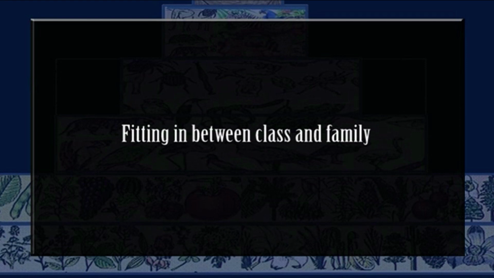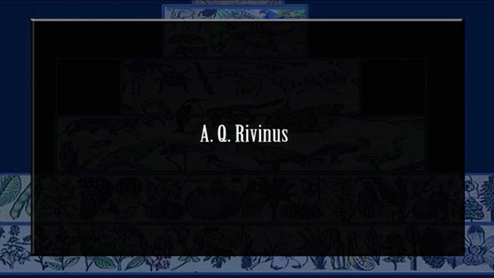Now, we will discuss order. The order is a taxonomic rank used in the classification of organisms, fitting in between class and family. The order, a distinct rank of biological classification with its own distinctive name, was first introduced by a German botanist, A.Q. Rivinus, in his classification of plants in 1690.